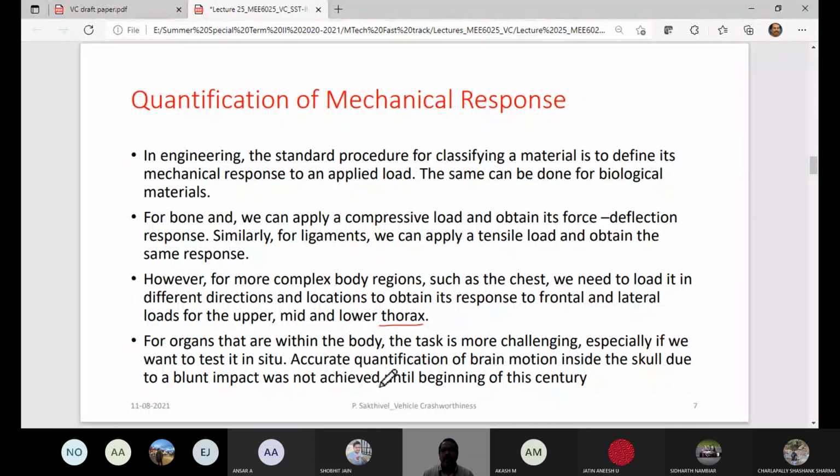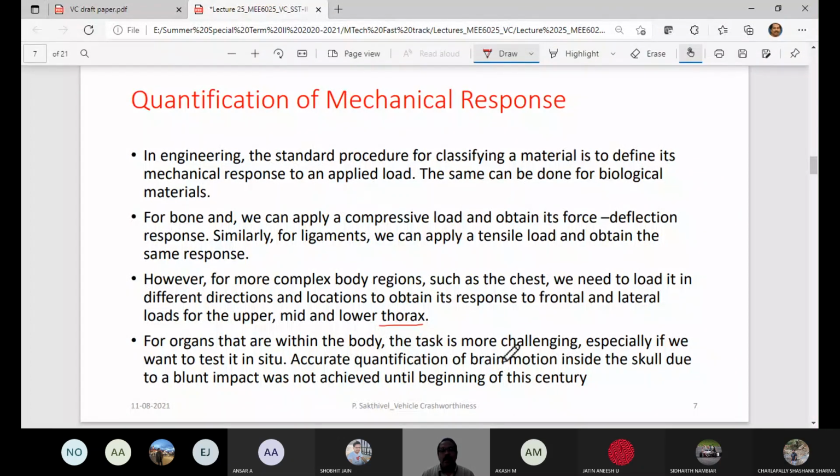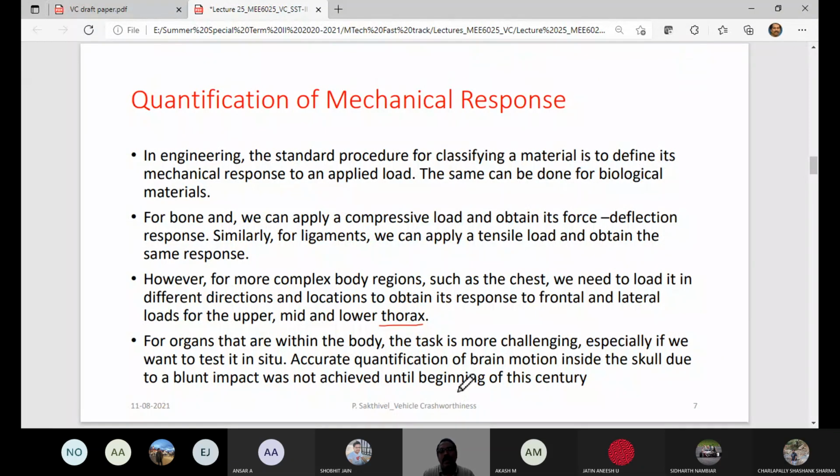Right, then accurate quantification of brain motion inside the skull due to blunt impact was not achieved until the beginning of the century. That means now it's possible to find out so clearly the mechanism. So that's what we are going to look at in today's class in detail. However, we were just discussing the second objective now.